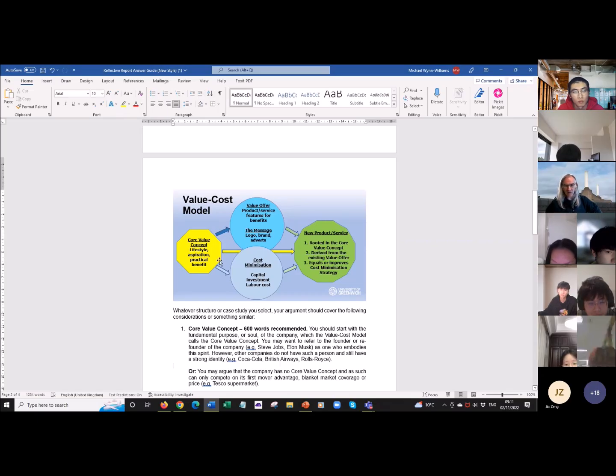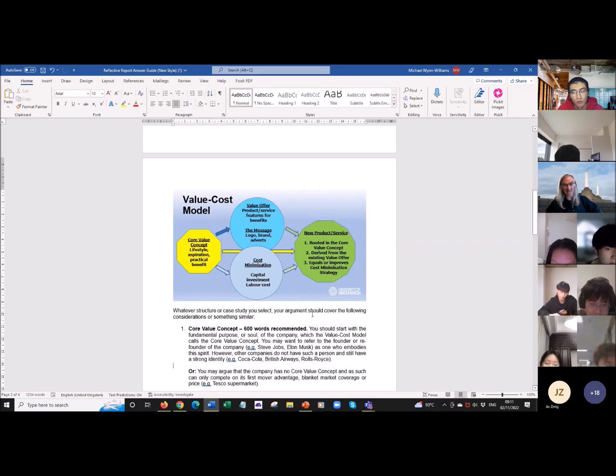What I've got here is my own model. So why am I telling you you can use this? Because this is a very basic model and it's not an established theory. It's really an illustration of how business works. So I don't mind you using this, and I'm quite keen for you to use it. But if you want to use your own framework, you want to do something else, that's absolutely fine.